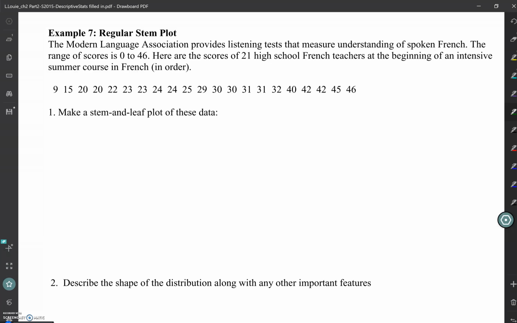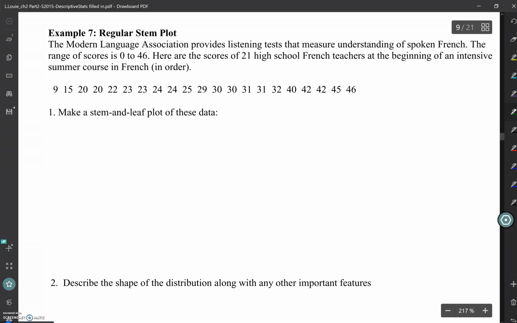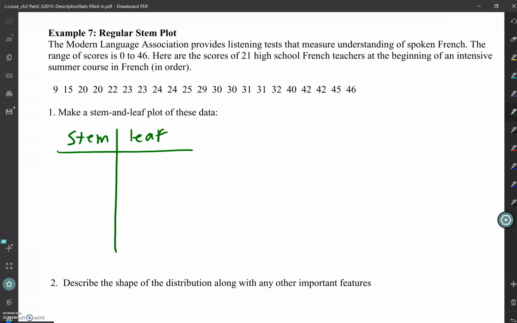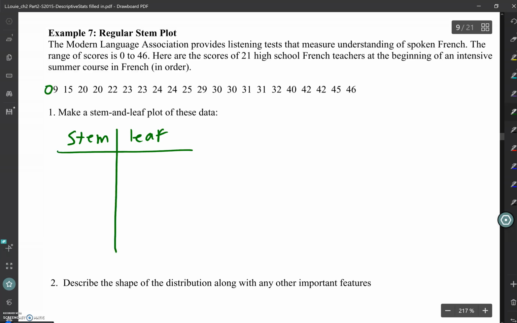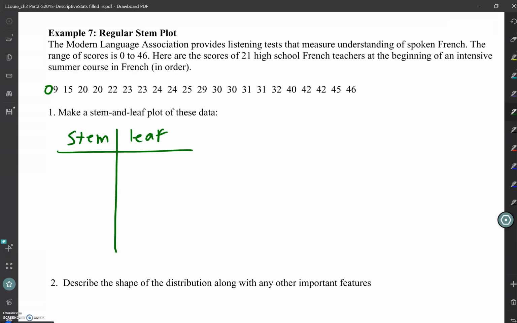I want to make a stem and leaf plot. So we're going to make the stem part, put our line, and make our leaf. And like they said, the stem is everything but the very last digit. Now notice 9 only has one digit, so I'm going to add a 0 in front of it so that we know it has 2 digits to give it a stem portion.